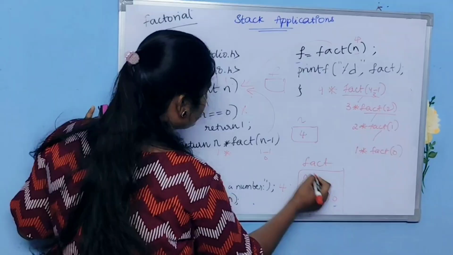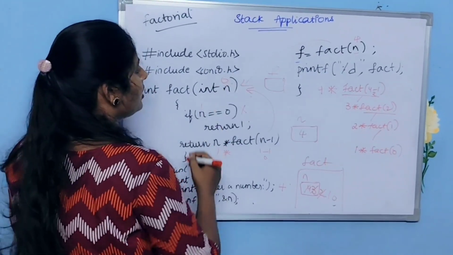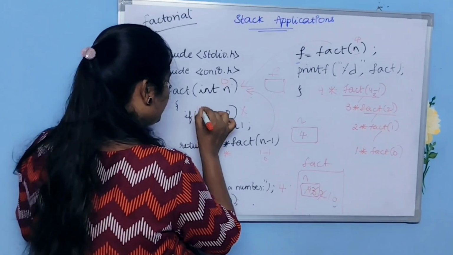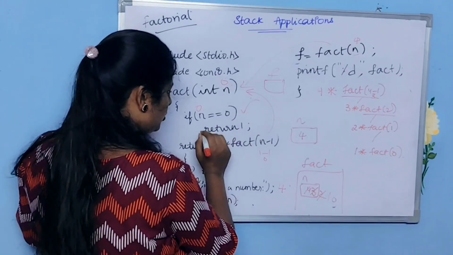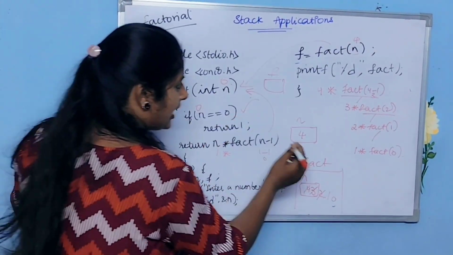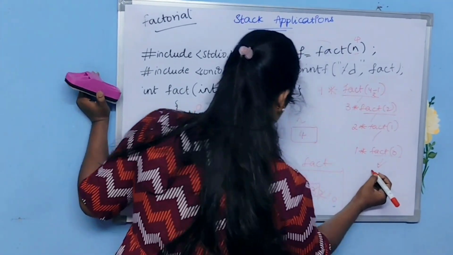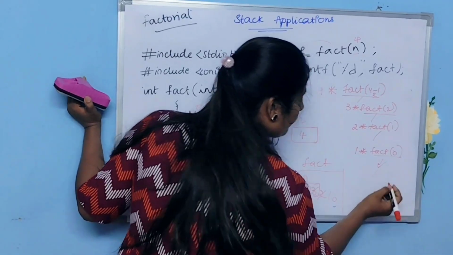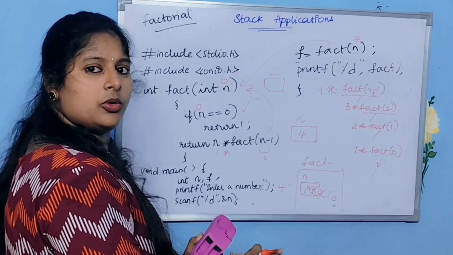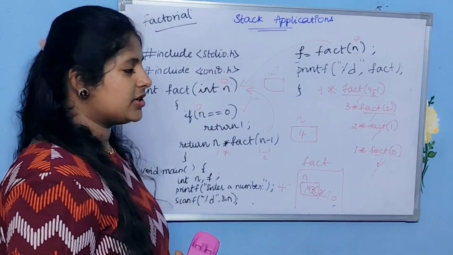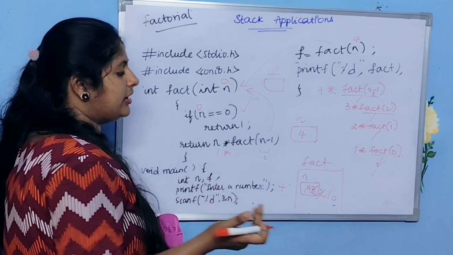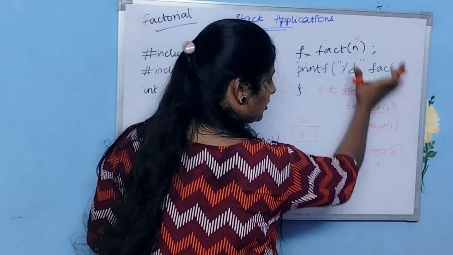So n value equals 0. Here. Okay. Now 0 equals 0, condition is true. So return 1. So the answer for the last one is 1. Now you keep on going in the stack flow. What was the last statement we have evaluated? This one, right? Now solve this and go upstairs.